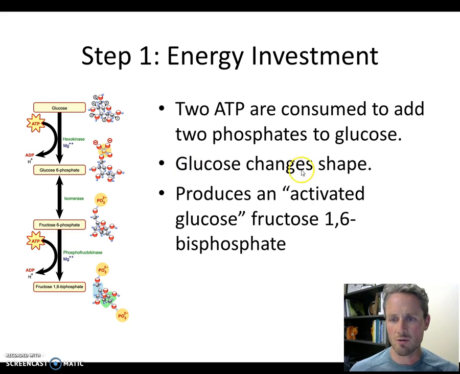Now, along the way, we also change the shape of glucose. So we actually stop calling it glucose. It actually becomes something we call fructose 1,6-bisphosphate. But that's not important. Basically, I want you to recognize that we start with glucose, we put these 2 ATP energy molecules in, and now we've got this activated or energized glucose. And that's what we'll call it, activated glucose. And we're not going to spend time memorizing fructose 1,6-bisphosphate. So that's energy investment. 2 ATPs in, the energy goes into glucose, and now our glucose is active and ready to go for the next steps.